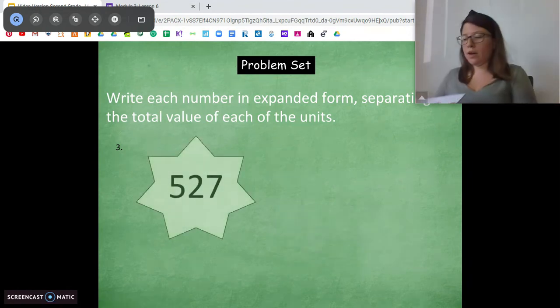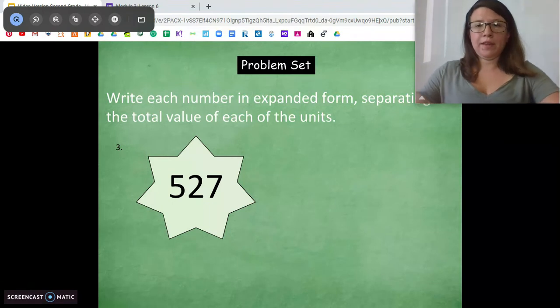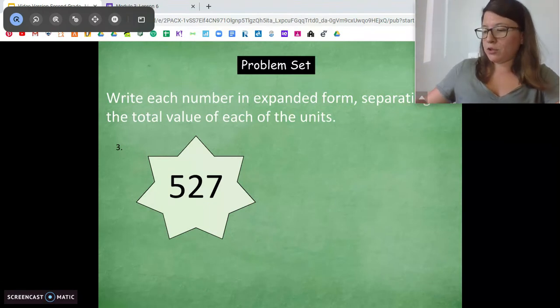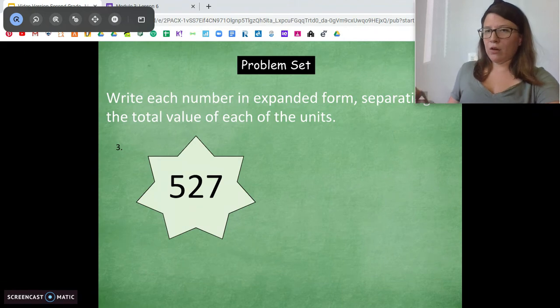Awesome. Try one more. Draw it out. Show me the expanded form. Show me the expanded addition sentence. Ready to go over it?